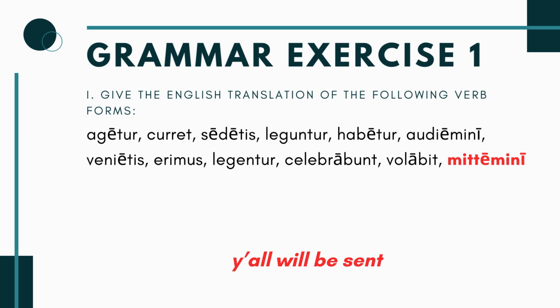And last, we have mitemini. Now here, again, you have mitto, mittere, which is a third conjugation verb. You have an E before the mini ending, so it's future. Mini is passive voice, so it's second person plural, passive, future tense. So mitemini means y'all will be sent, right? You all will be sent.